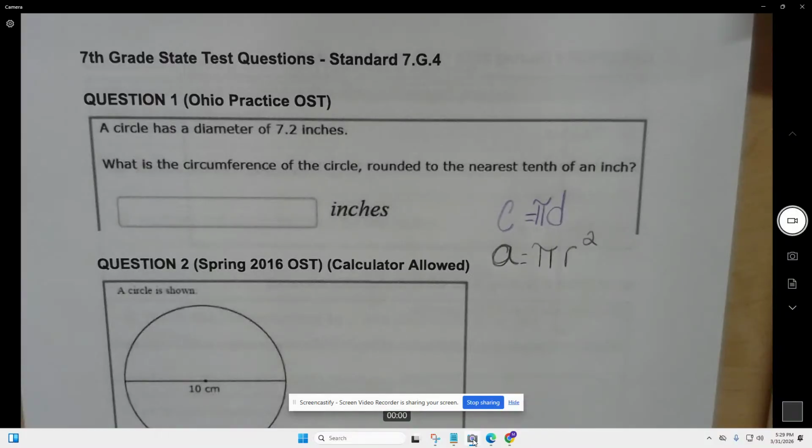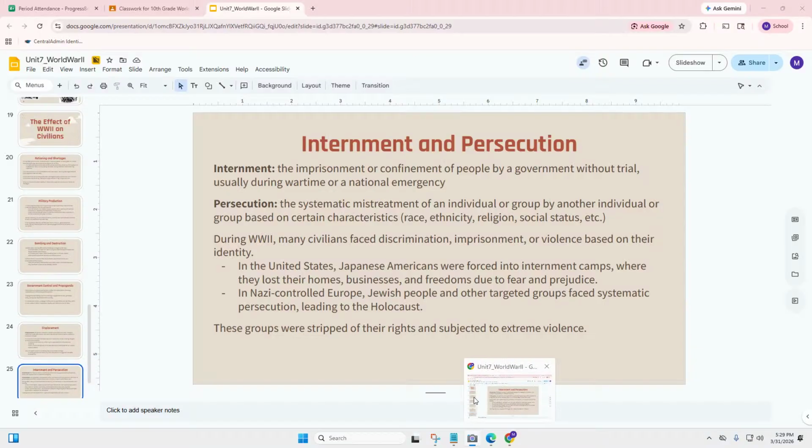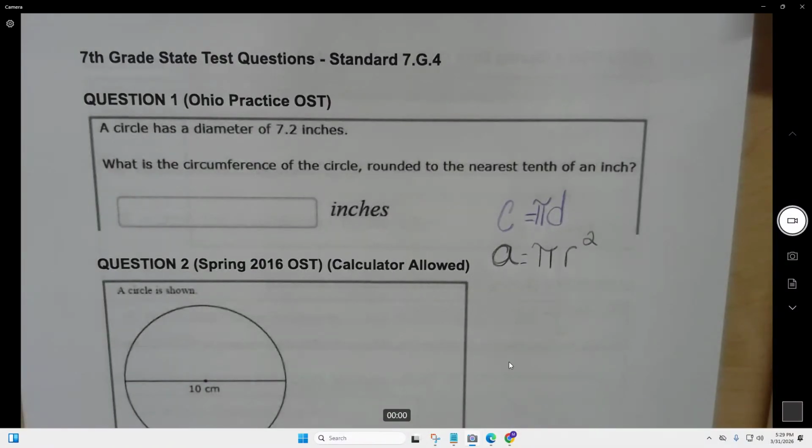All right, we are back with another lesson, another state test prep video. Today we're talking about standard 7.G.4, the fourth geometry standard, mostly about circles. Let's jump right in.